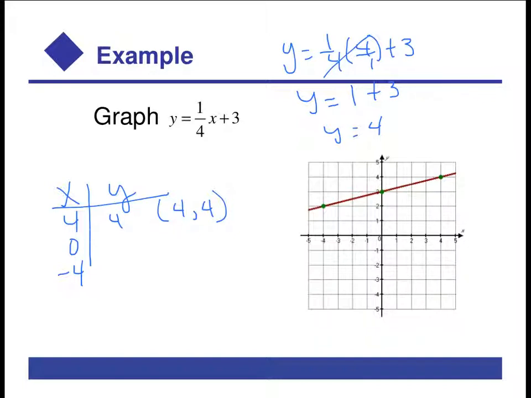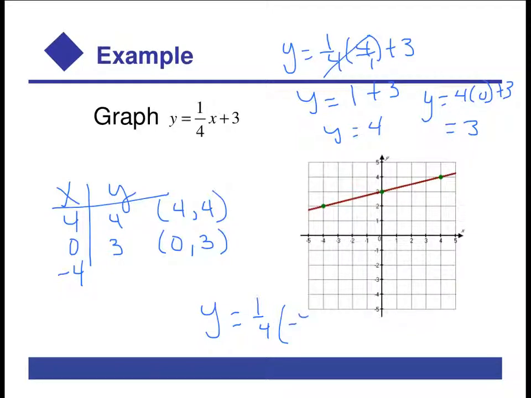Then we're going to plug in for 0, so y equals 1/4 times 0 plus 3, so y equals 3. So our next point is (0, 3). And then we're going to plug in for -4. y equals 1/4 times -4 over 1 plus 3. Now be careful, you have this negative here, so that gives you a -1 plus 3, so that's going to give you a +2.